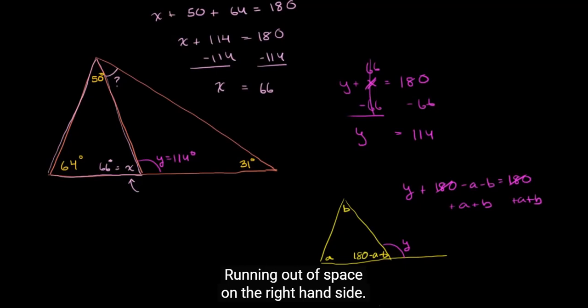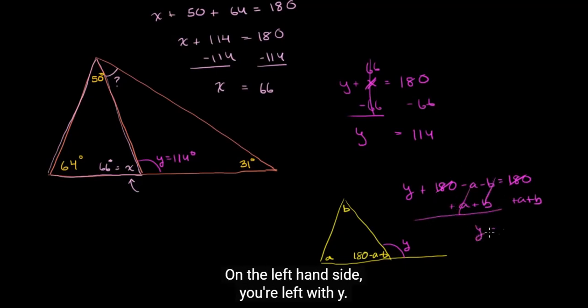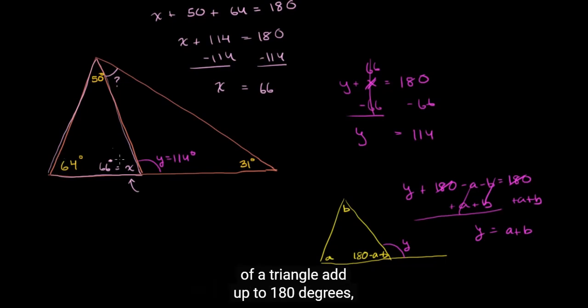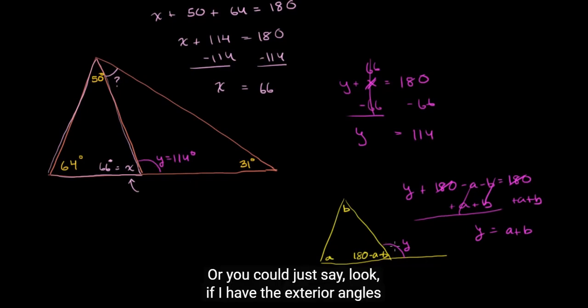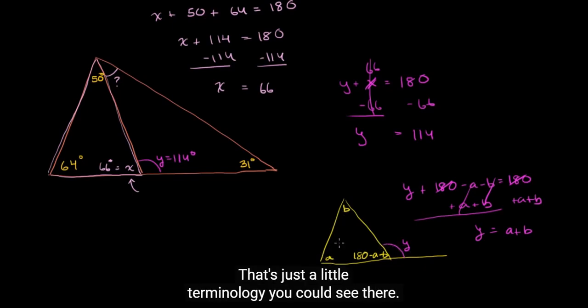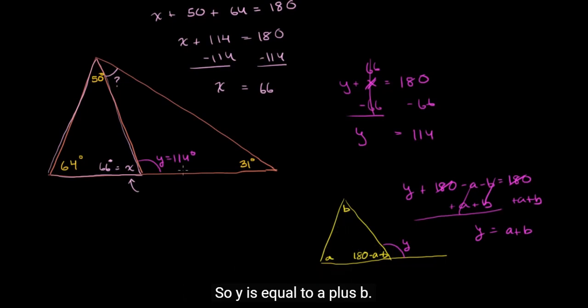Running out of space on the right-hand side. And then you're left with, these cancel out. On the left-hand side, you're left with y. On the right-hand side is equal to a plus b. So this is just a general property. You can reason it through yourself with the sum of the measures of the angles inside of a triangle adding up to 180 degrees, and then you have supplementary angles right over here. Or you could just say, if I have the exterior angle right over here, it's equal to the sum of the remote interior angles. That's just a little terminology you'd see there. So y is equal to a plus b.